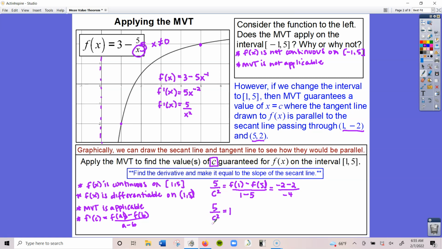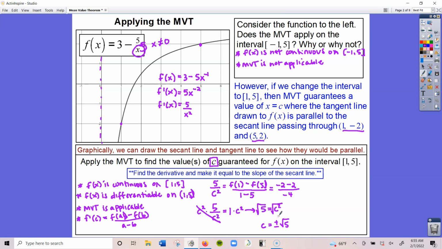To solve for C, since it is in the denominator, I am going to multiply C squared to both sides to remove it from the denominator. And I get here that 5 is equal to C squared. Then to solve for C, we're going to square root both sides. So C is going to equal plus or minus the square root of 5. Since remember, anytime you square root, it's always plus or minus.